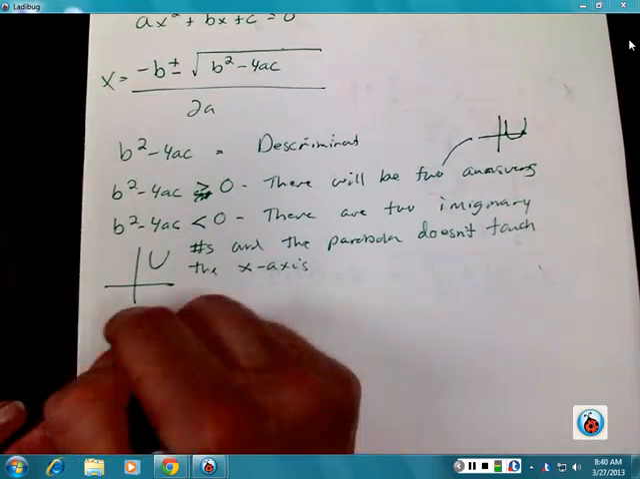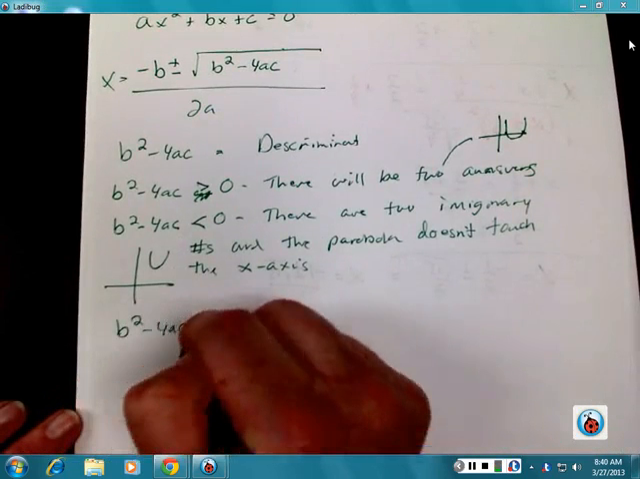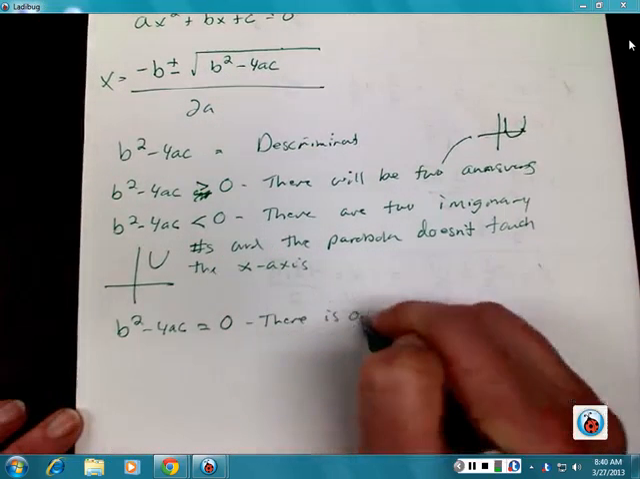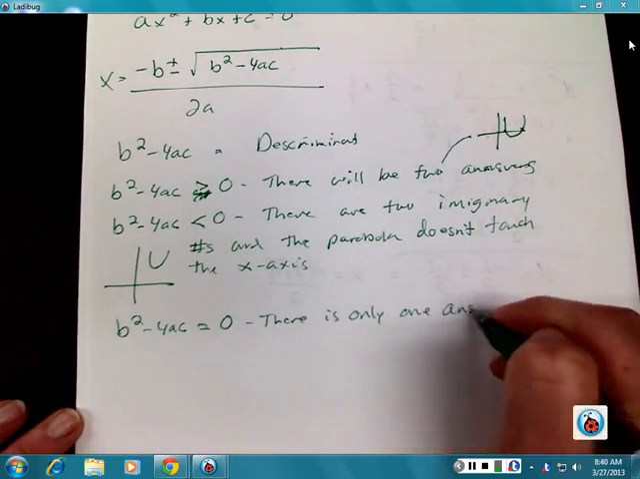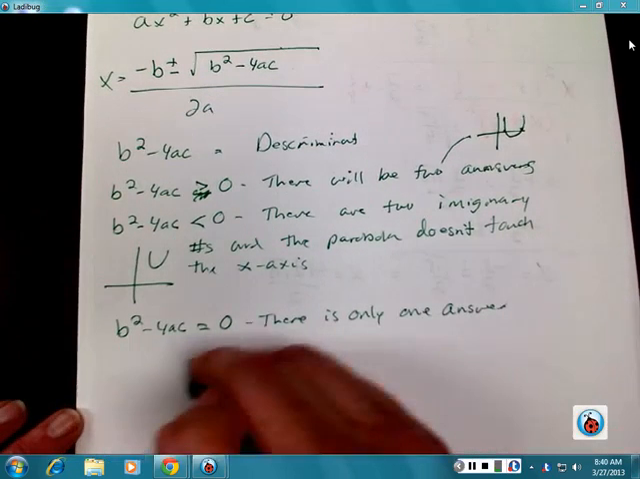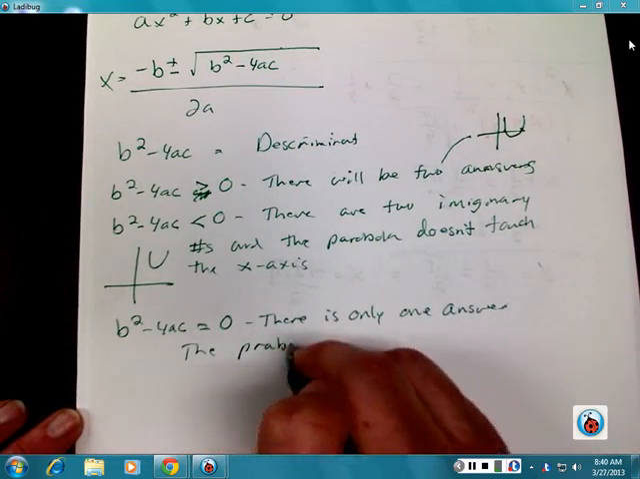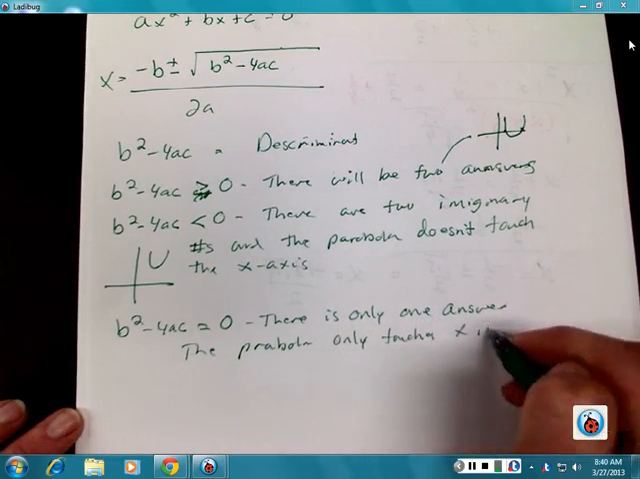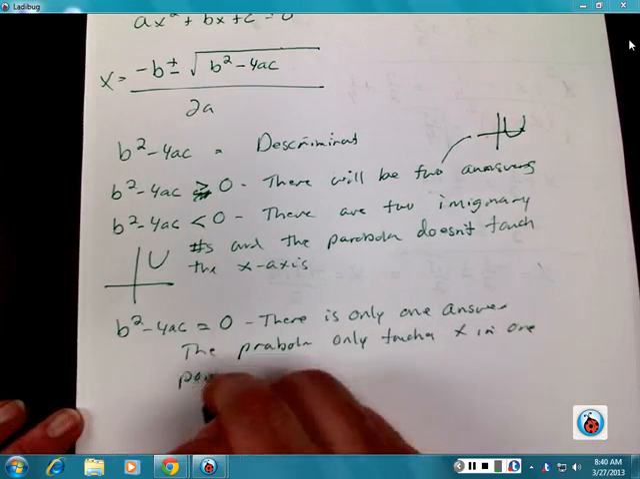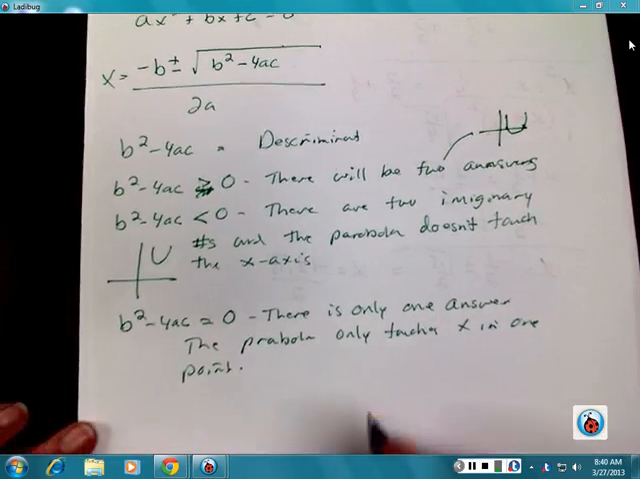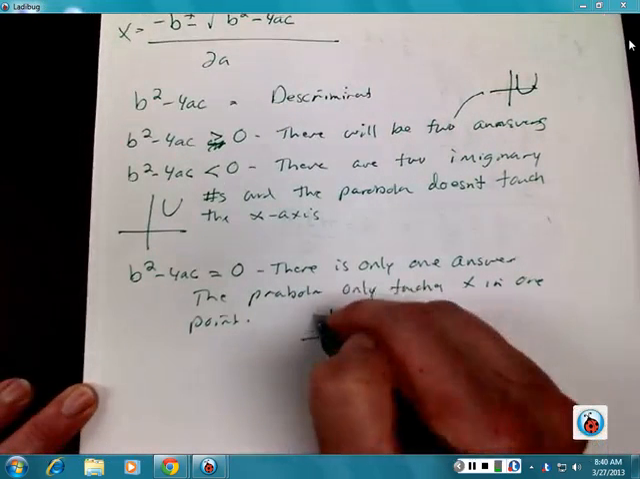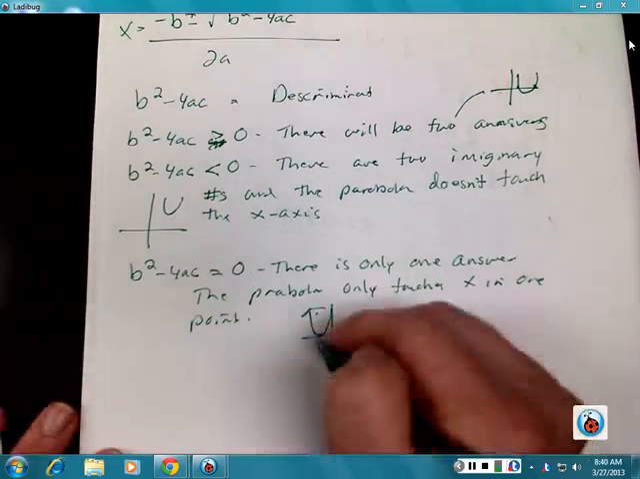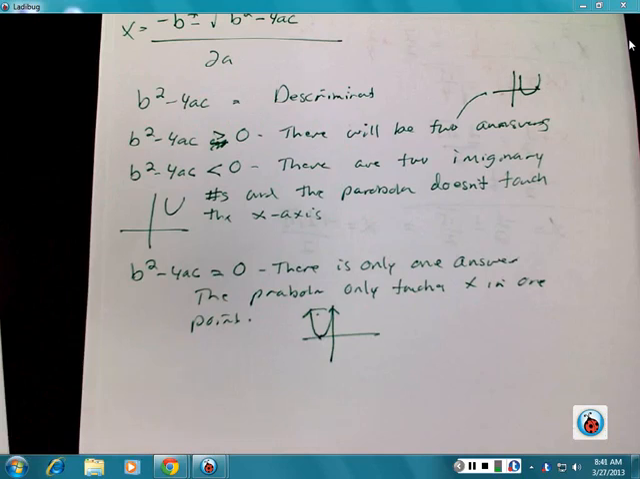And then finally the last one, if b squared minus 4ac is equal to 0, there is only one answer. So the parabola only touches x in 1 point. Okay, so it's only going to touch in 1 point. So that graph of the parabola would look like this, where it comes down, touches it once, and keeps going. So it only hits it at one spot.